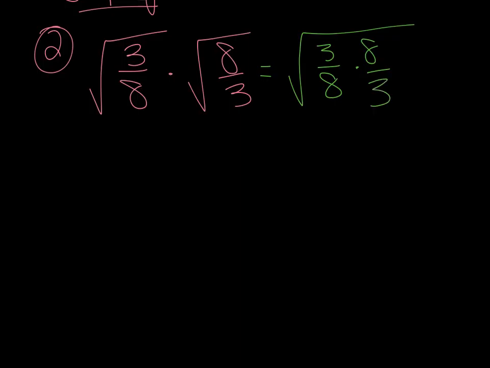And yesterday, whenever I had the square root of a fraction, we simplified that fraction first. So kind of the same idea here. Instead of just multiplying these out, can I cross-reduce? Yeah, I can divide out a 3, and I can divide out an 8. What am I left with?